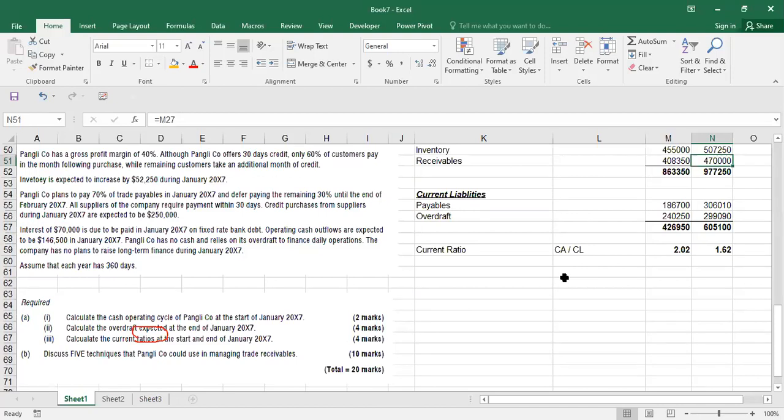Anyways, the next part is a 10-mark question, that's very important, 10 marks. Discuss 5 techniques that Pangli Co. could use in managing trade receivables. There could be many, many different techniques for receivables, but you have to mention 5 only. And there are 10 marks, so it means that they are going to give 2 marks for each technique. You can start with one general idea, 2-3 lines as the introduction, on how the receivables are managed.